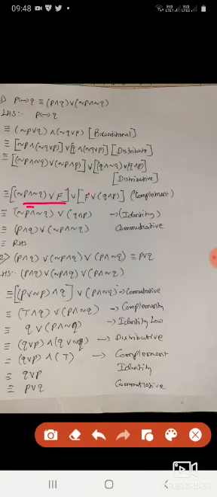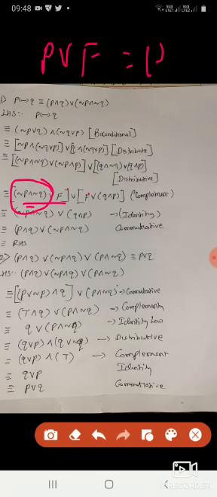In the identity law, false or any statement is the statement itself. For example, P or false is equal to P. That means if any statement is there, the same statement comes. So this one or F, the same statement is going to come.